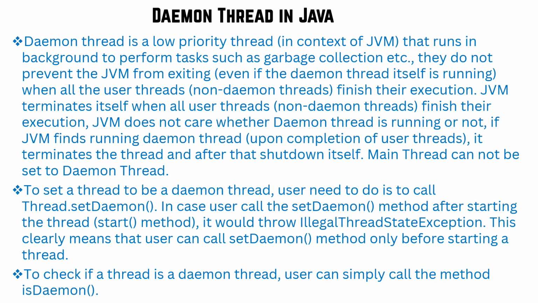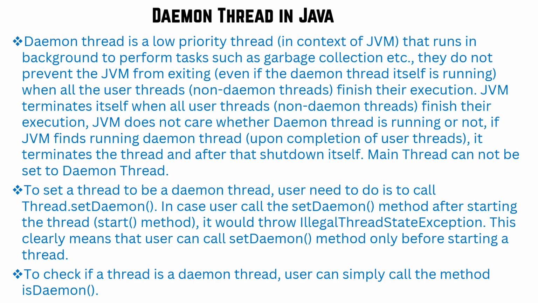So that is the way. There are a lot of tasks you can do, right? You can close the taskbar or you can remove cache memory. So that is how you can improve your system performance. So daemon thread is a low priority thread that runs in the background to perform tasks such as garbage collection, etc. They do not prevent the JVM from exiting.